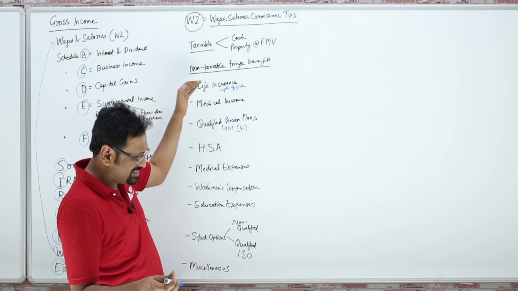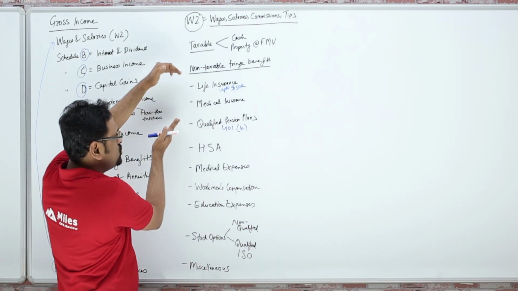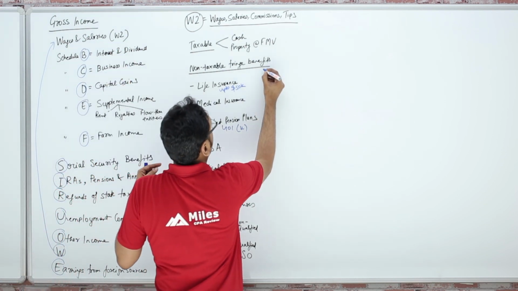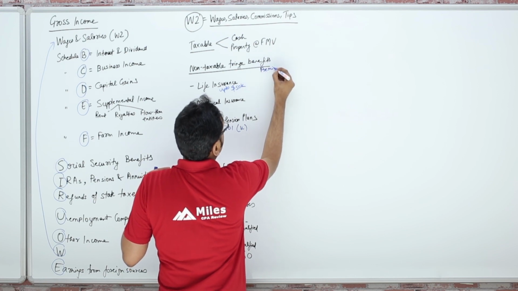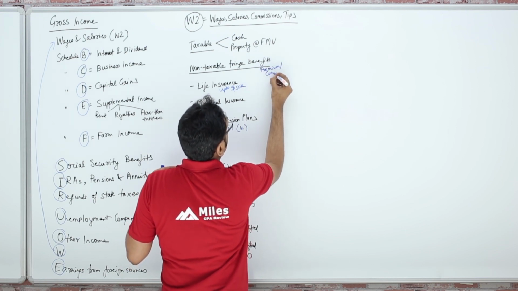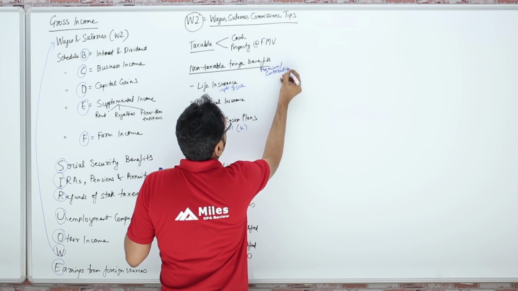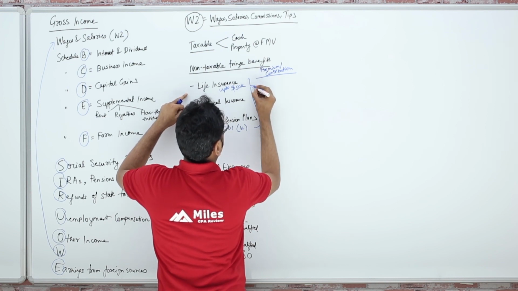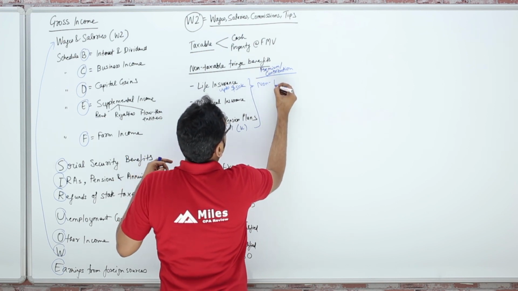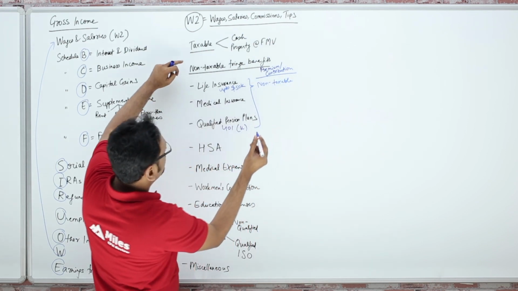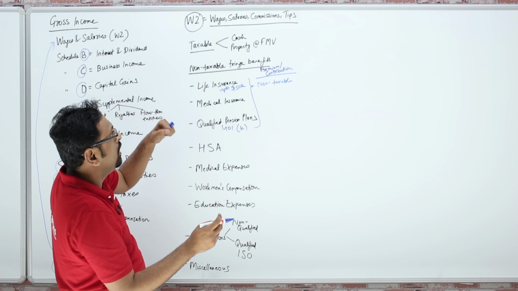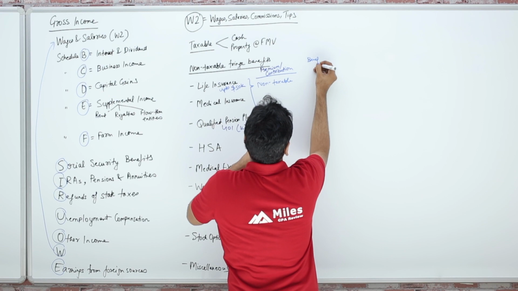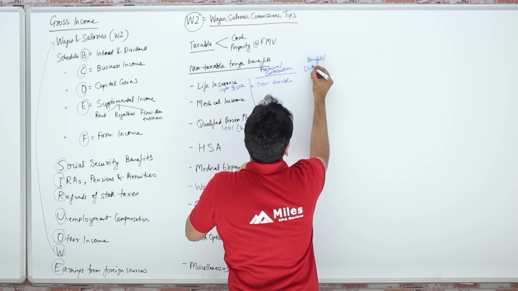Let's quickly summarize these three. Let's put all of them together: life insurance, medical insurance, qualified pension plans. So when there's a premium or a contribution by the employer, we said that is non-taxable to the employee. So that's clear. It's under non-taxable fringe benefits. Now, the benefits or distributions when they're received.